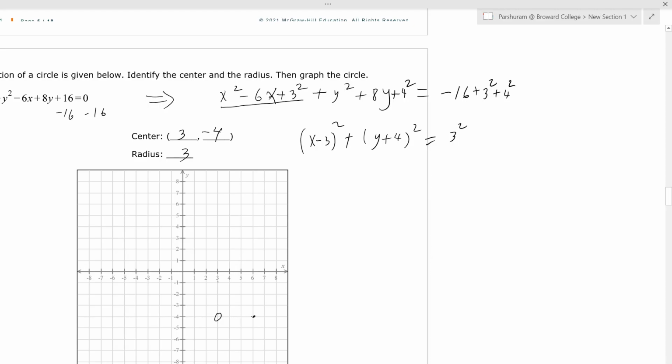1 2 3, that's another point. So now we just have to draw a circle passing through these 4 points. So that's a circle centered at 3 comma negative 4 and radius 3.